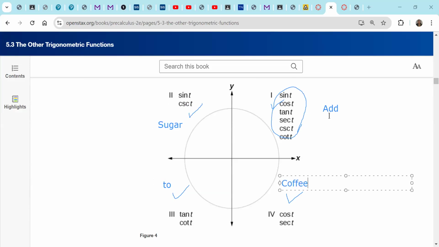So what does add mean here? Add means all positive. Sugar means sine is positive, and its opposite, cosecant, is positive. Rest all the functions will be negative here.